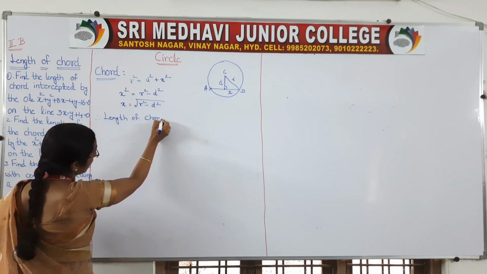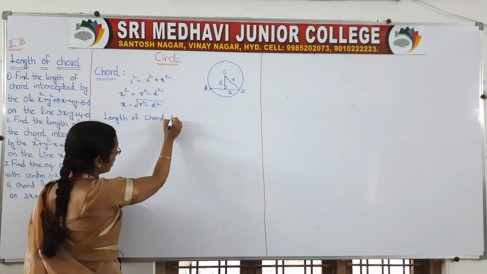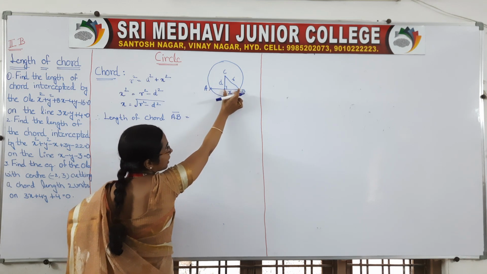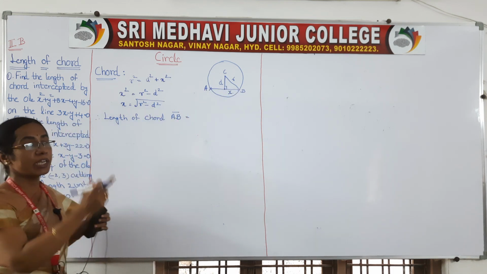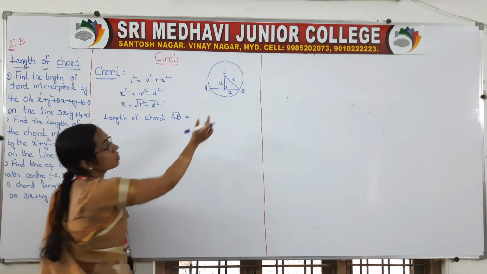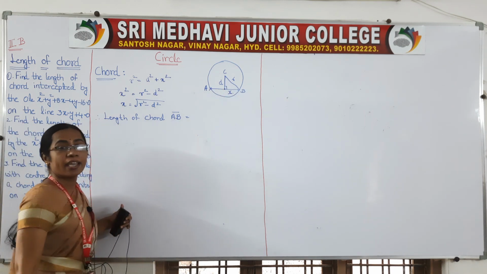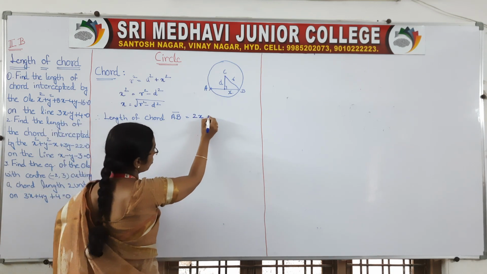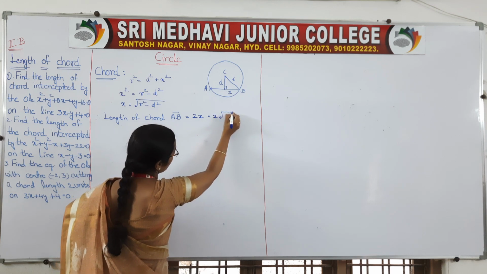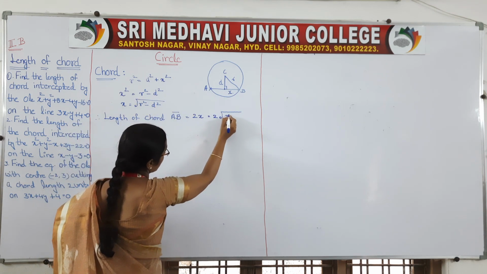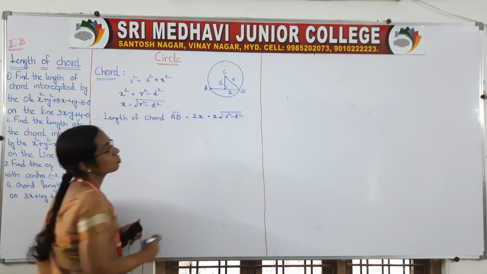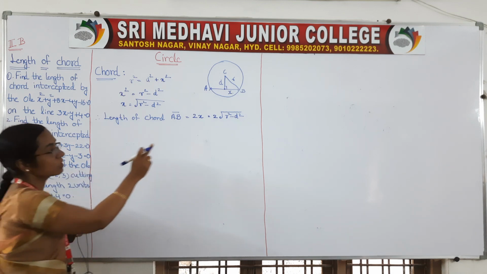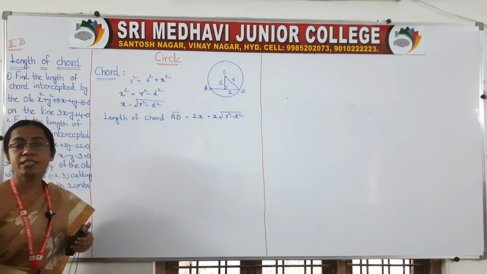what is chord? Line joining 2 points of the circle is called the chord. So length of the chord AB is equal to this one and this one. From here to here, A to B, distance is called length of the chord. So this is x, and this is x, so total is 2x. Your length of the chord is 2x, so it is equal to 2 into root of r square minus d square. So anywhere if you want to find the length of the chord, you have to use this formula, 2 into root of r square minus d square.